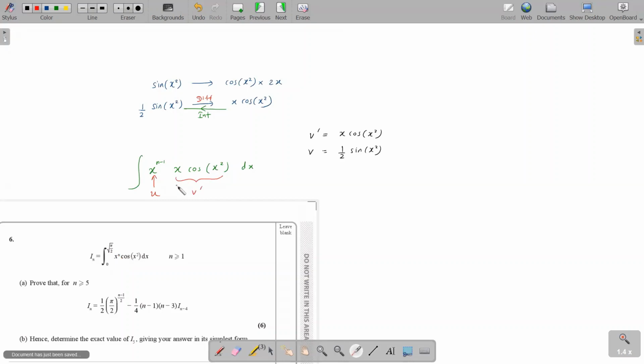And then x to the power n minus 1 can be our u. And then the v dash, the dv by dx, is x times cos x to the power 2. Okay, so how do we integrate x times cos x to the power 2? I have written here the function that I'm choosing to differentiate. You do realize that integration is the reverse of differentiation.